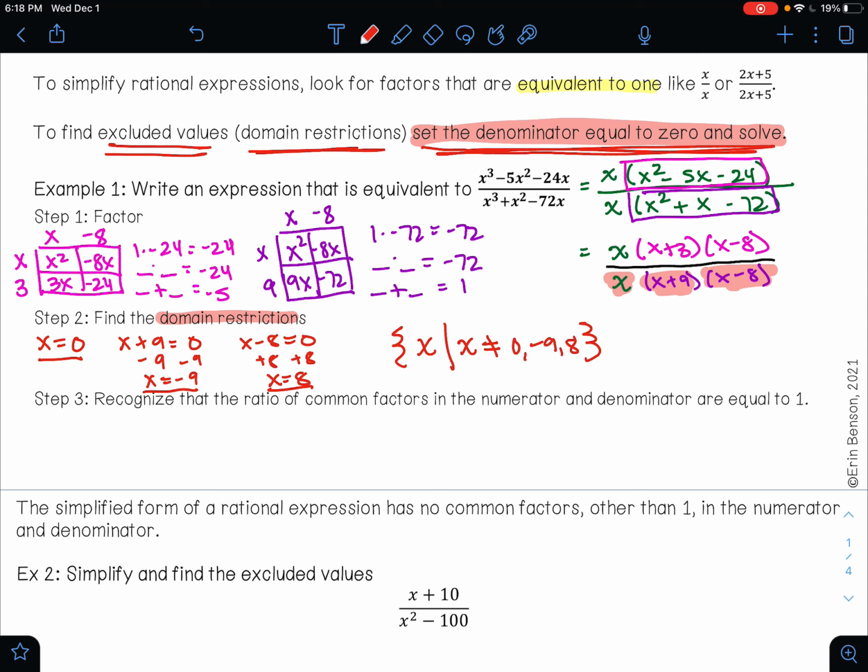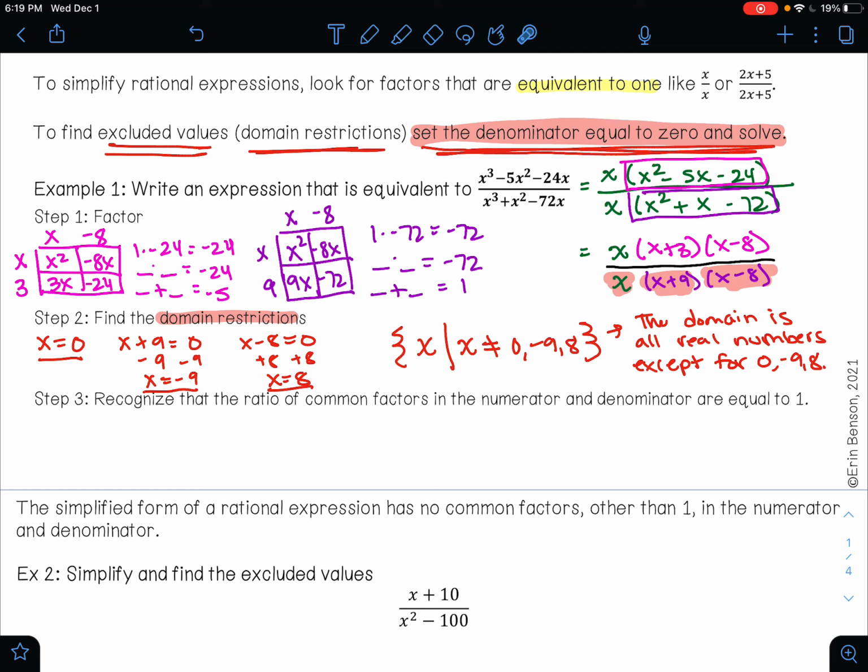So again, this notation means that your domain, let me write that up. The domain is all real numbers except for 0, negative 9, and positive 8. That is what this right here means. All values of x such that x does not equal 0, negative 9, or 8.